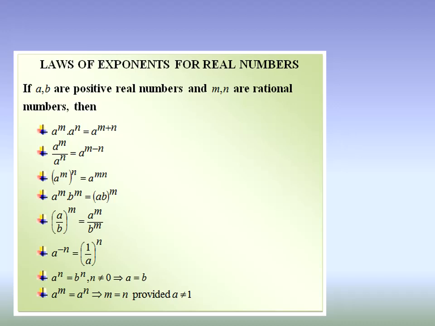So when the bases are different but powers are equal, that time we need to write a equal to b. But when bases are same, powers are different, that is a to the power m is equal to a to the power n, which we can write m equal to n, provided a not equal to 1.